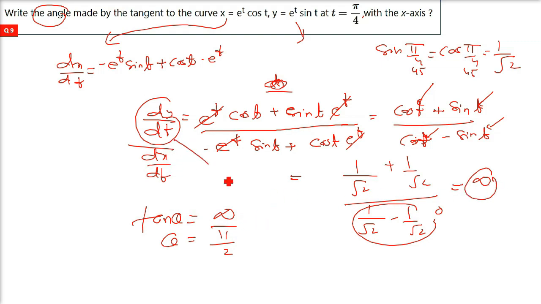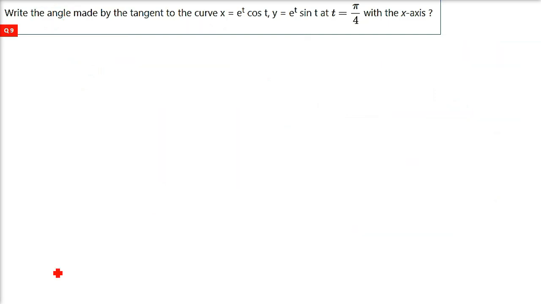Alright. So this is dy by dx. This is nothing but the slope. Slope is infinite. That only comes when the angle is pi by 2. Pi by 2 is the angle from the positive x-axis. Now this is how you are going to do this.